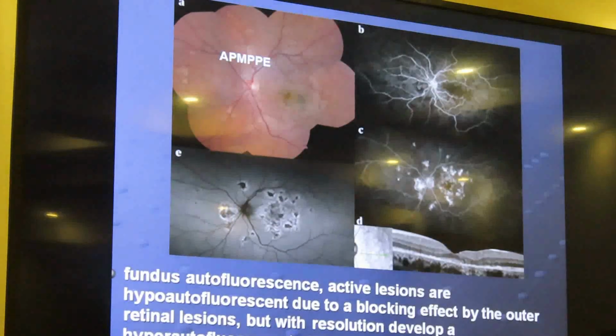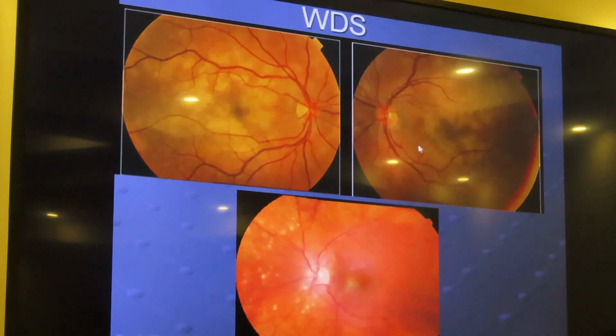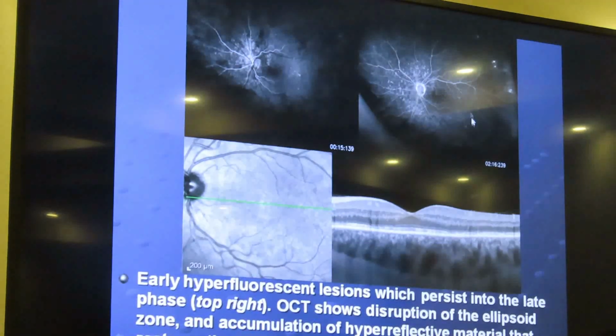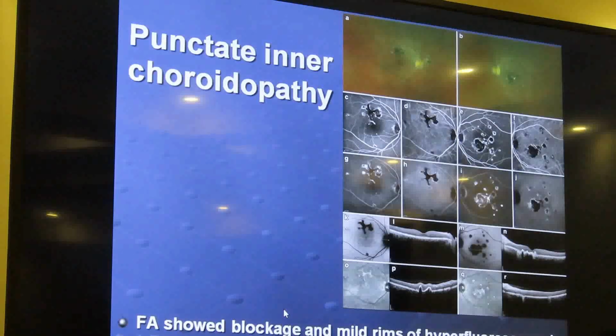This is also fundus autofluorescence with an active lesion showing early hypofluorescence, late staining. This is white dot syndromes. You see the white dot areas which are present in the fundus, showing early hyperfluorescent lesions which persist into the late phase. This is the only one showing early hyperfluorescence.